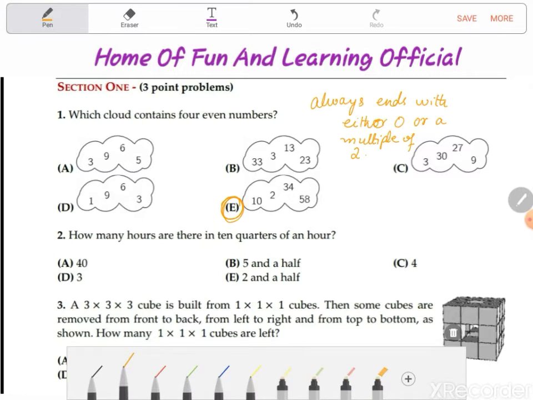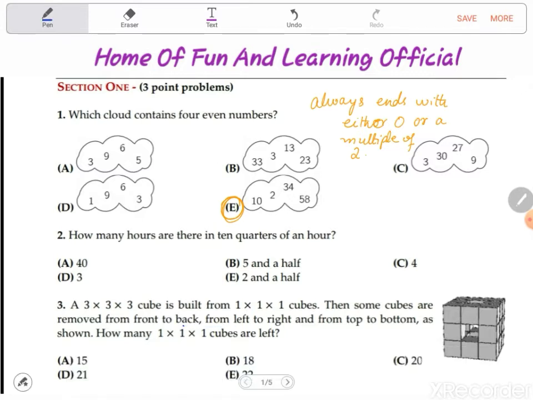Now the next question says, how many hours are there in 10 quarters of an hour? Now there's some language used here that we have to convert into mathematical form and then calculate the answer out of this. 10 quarters, this quarters refers to 4.